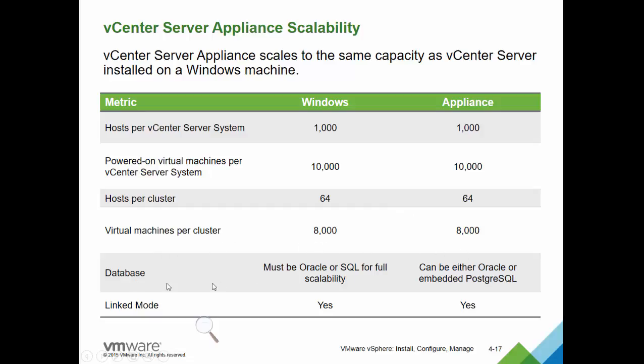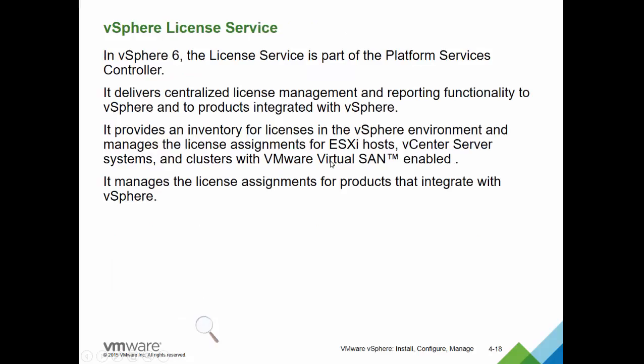Virtual machines per cluster, 8,000. Databases must be Oracle or SQL for full scalability; the appliance can be either Oracle or embedded Postgres. So this is the Postgres SQL Server, which is an internal one. And link mode, both are supporting. They can link Platform Services Controllers together. So if you just go for the appliance, this is okay. If you just go for Windows, on top of Windows, it's okay, right?